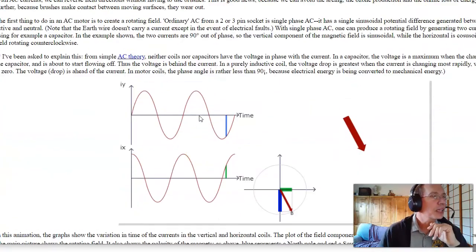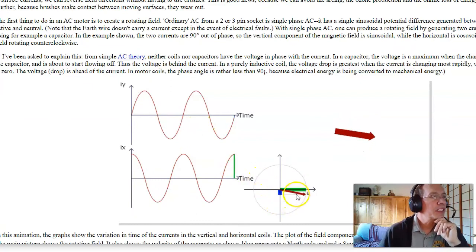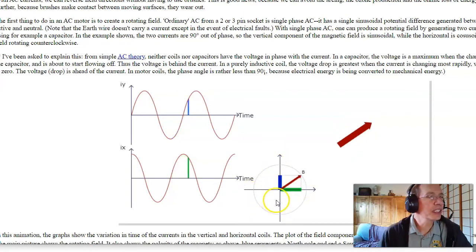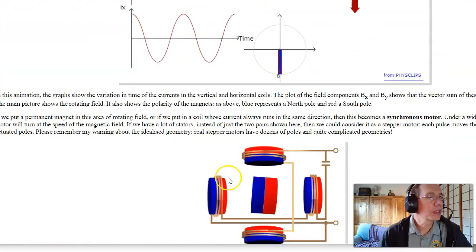For a two-phase AC motor, if I apply sine versus cosine, I get a rotating field. This is actually a stepper motor. I've got two coils. One goes on the x-axis, one goes on the y-axis. If I apply cosine on the x-axis, sine on the y-axis, I get a rotating field, and the motor follows it.